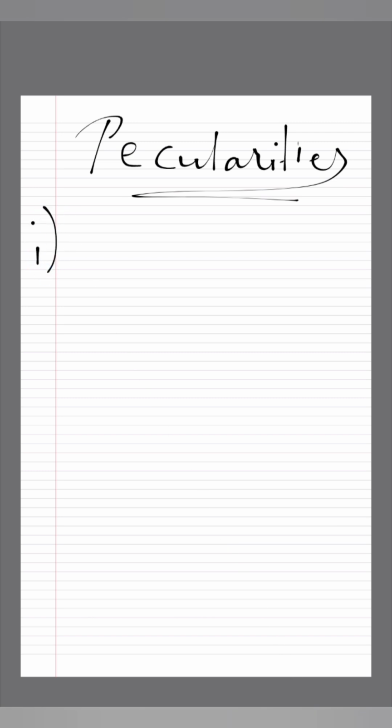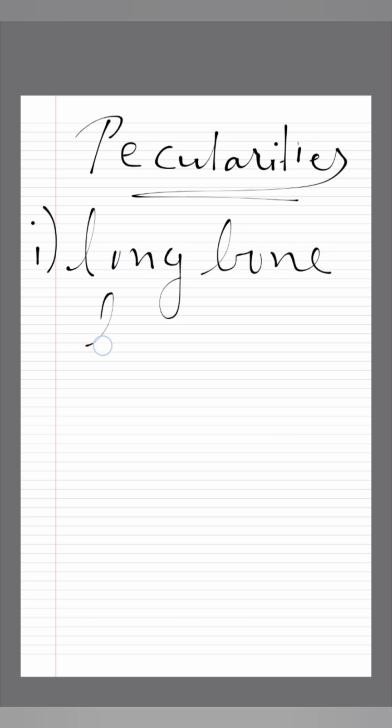First, this is the only long bone which lies horizontally.